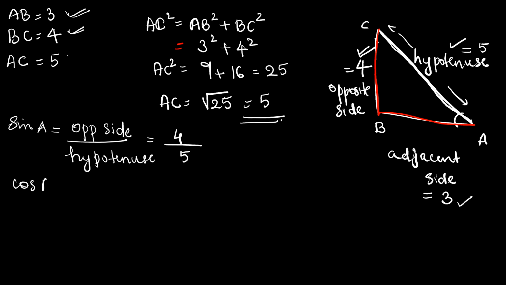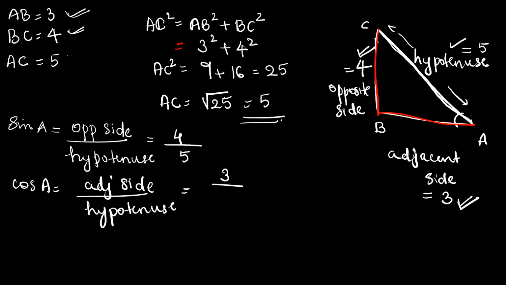Now cos A. Cos A equal to adjacent side divided by hypotenuse. What is the adjacent side? Adjacent side is 3 and hypotenuse is 5. So cos A is 3 by 5. Now next is tan A. Tan A is already given in the question, that is 4 by 3.